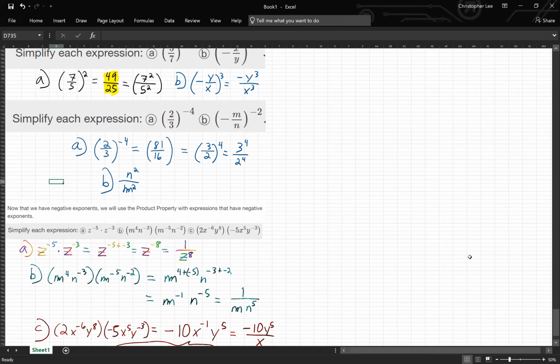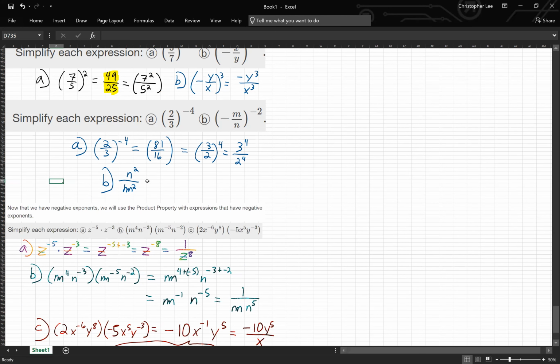This one? This was B right here, the n squared over m squared.